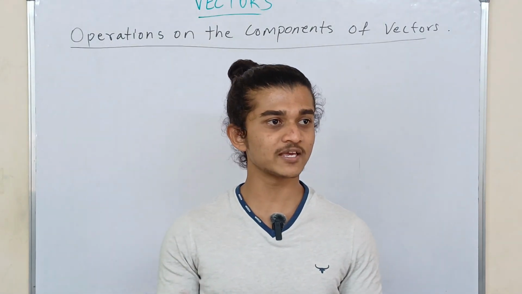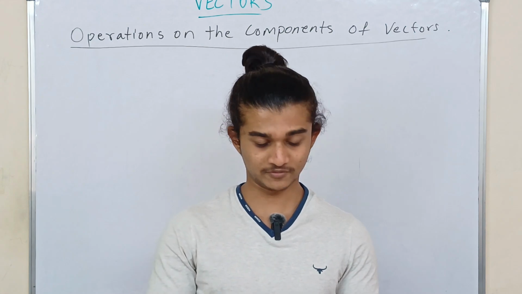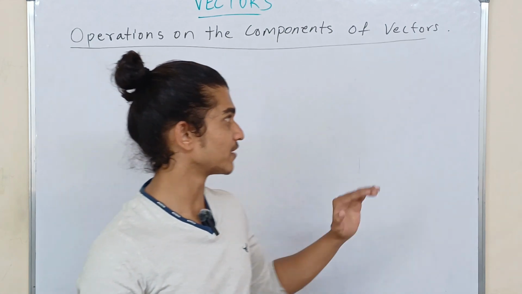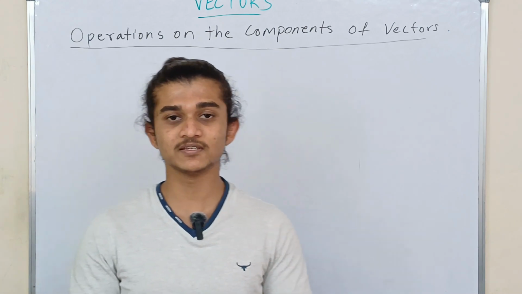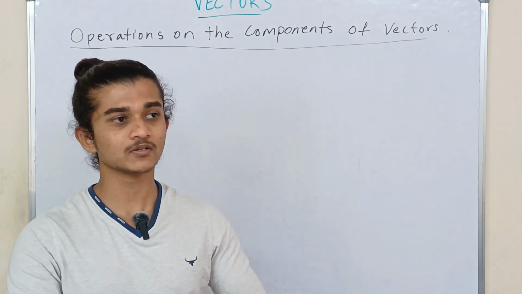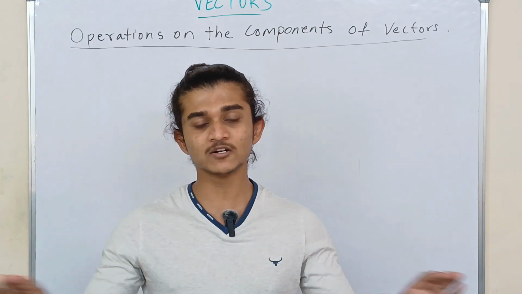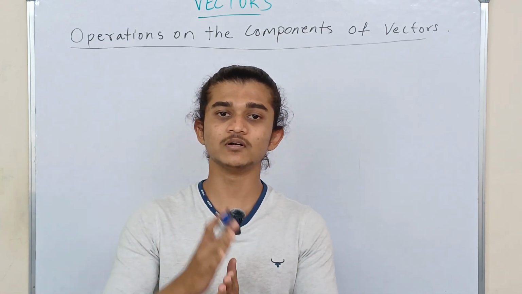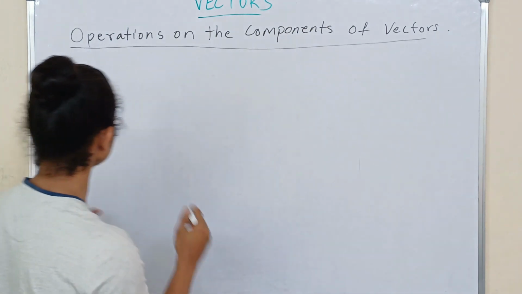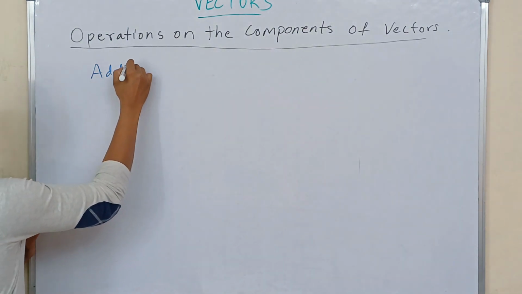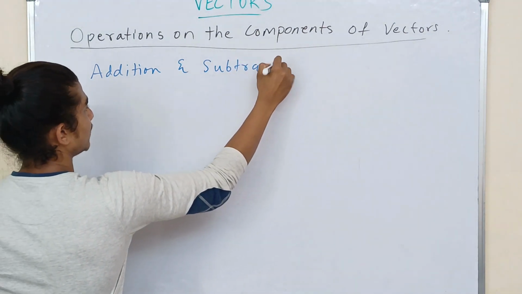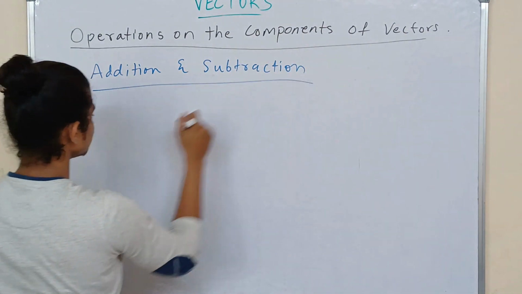Okay, now let us see the operations of vectors. Operations like addition, subtraction, differentiation and integration, all these four operations can be done on components of vectors. Let us discuss everything in detail. Whereas multiplication of vectors involves a particularly different concept, which I'm going to teach in the third part of this series. So now let us see addition and subtraction first. Suppose you have two vectors.